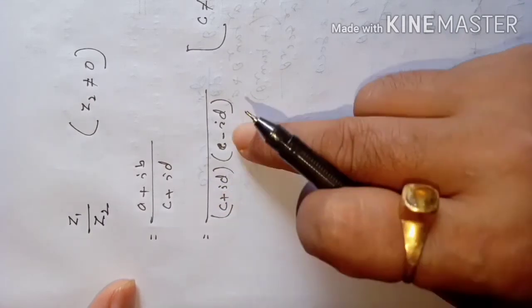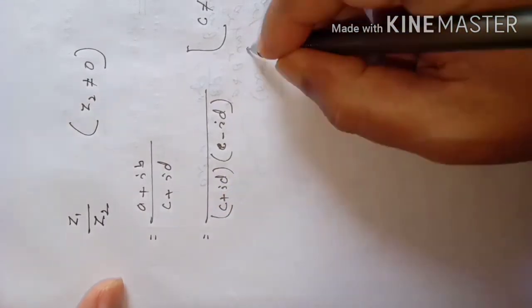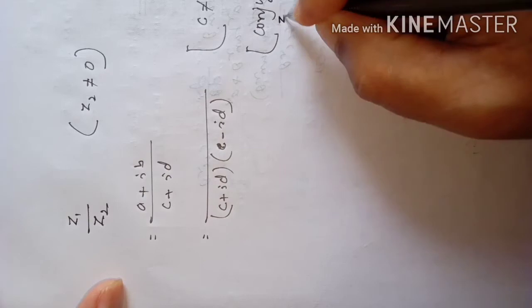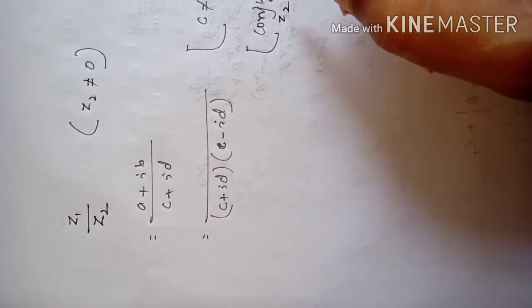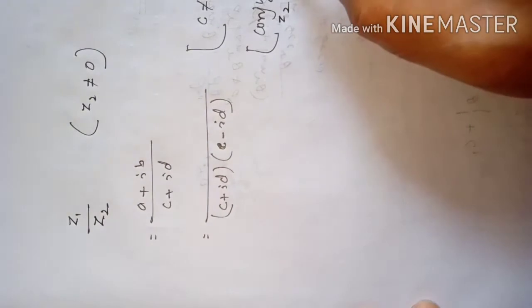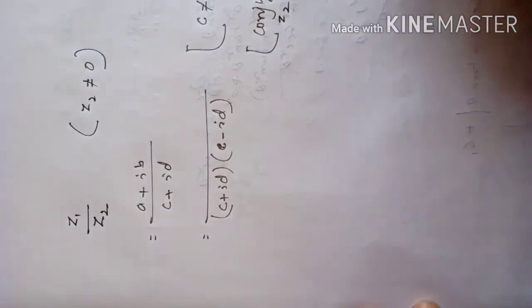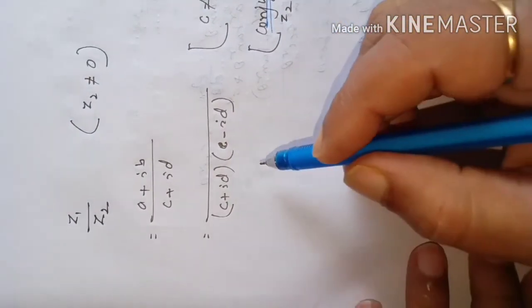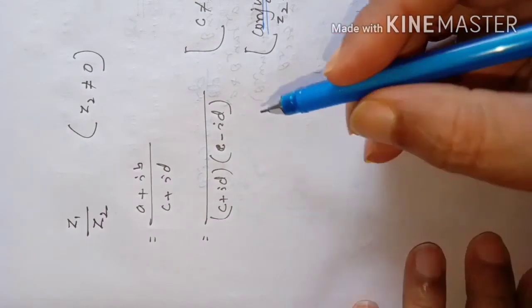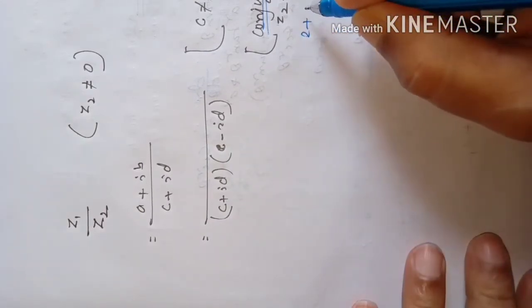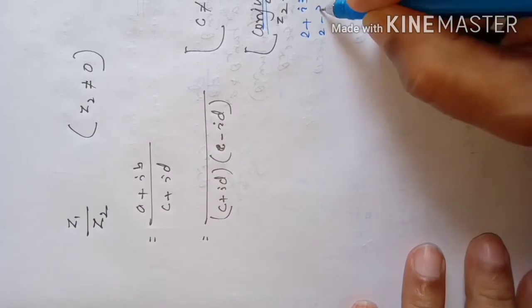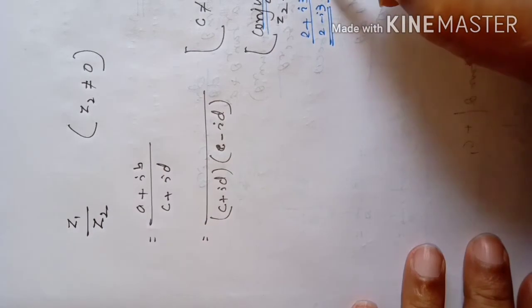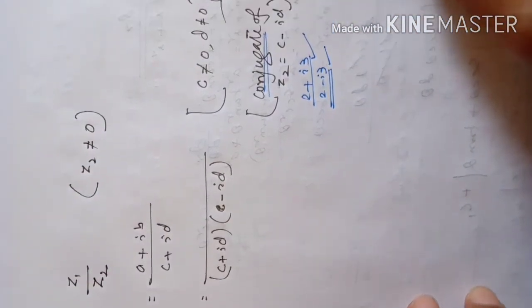Then you can introduce another complex number which is the opposite of this one, which is called the conjugate of Z2. The conjugate of Z2 is c minus iota d. I have introduced this term now. Conjugate means you change the sign between the two parts, real and imaginary. Suppose there is a complex number 2 plus iota 3, then if we write 2 minus iota 3, we call this the conjugate of it, and vice versa. Conjugate means that.